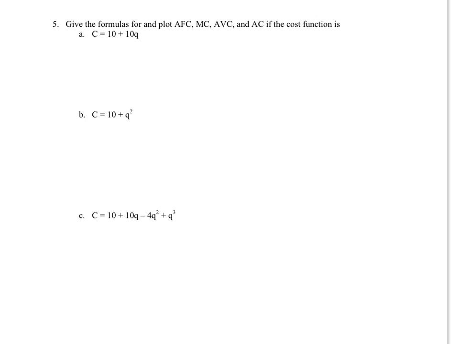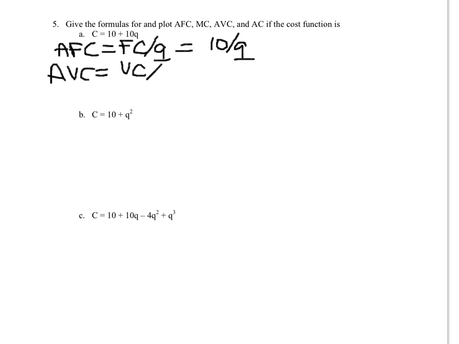Let's do a few of these ones. I mean, this is actually not that difficult stuff. Average fixed cost is the fixed cost divided by output. In this particular case, it's 10 divided by Q, right? Because 10 is the fixed part. Average variable cost is the variable cost divided by output. The variable cost here is 10Q. 10Q divided by Q, that's going to be equal to 10.